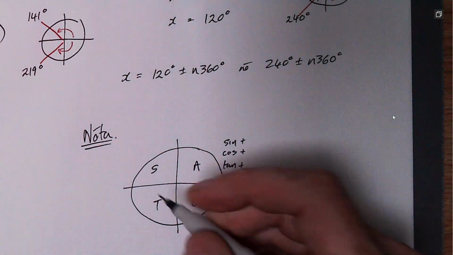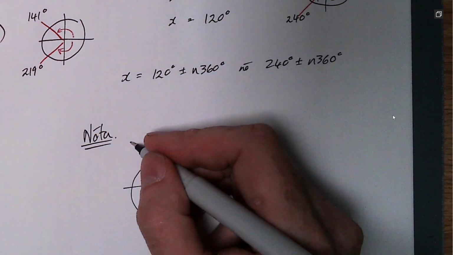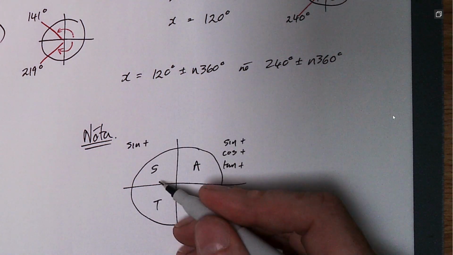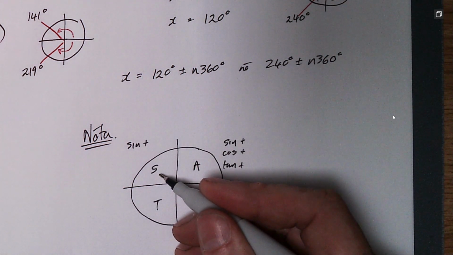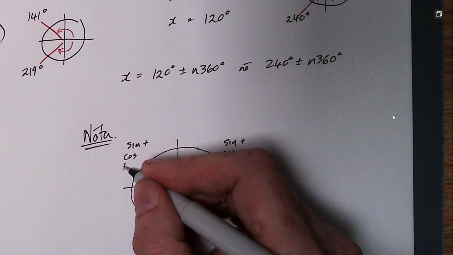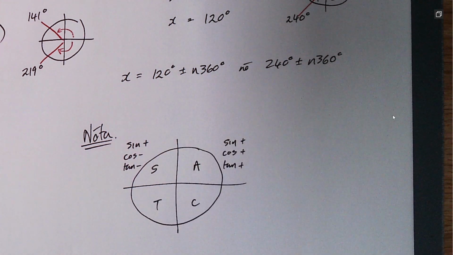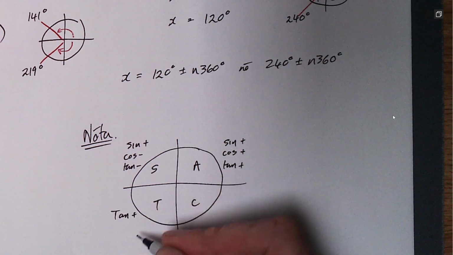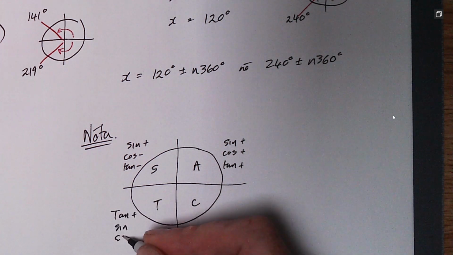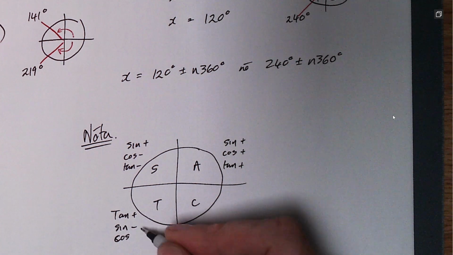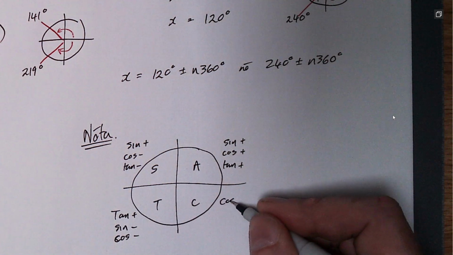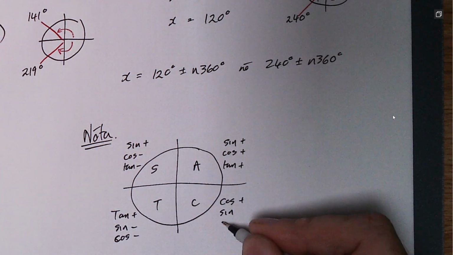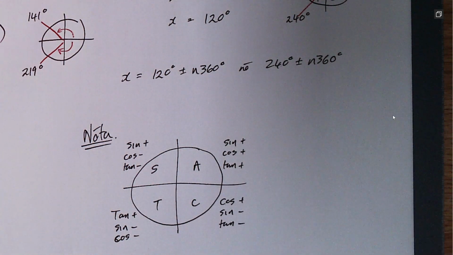Now into the next region, S: sine is positive, and cos and tan are negative. In the next region, T: tan is positive, and sine and cos are negative. And in the last region, C: cos is positive, and sine and tan are negative. And that's all you really need to know.